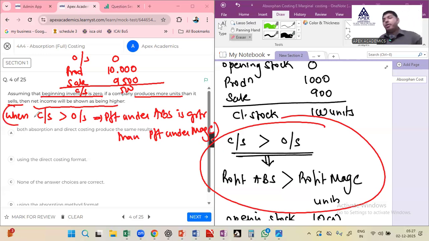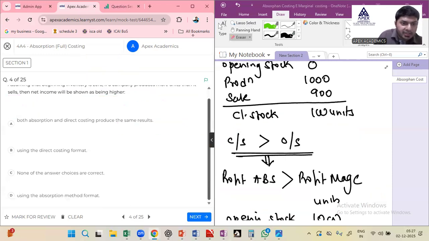This is a very important concept. Therefore, by the use of this logic and this concept, where will the net income be shown higher? The net income will be higher both under absorption, they'll produce the same results. No. Under direct costing, no. None of the answer choices is correct, is absolute rubbish.